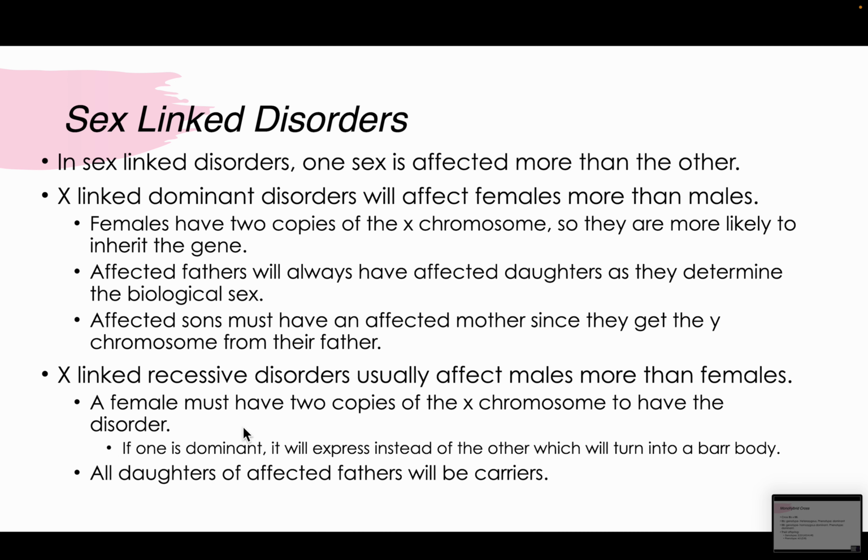But like I said, if one's dominant, the affected one will turn to a Barr body. So all daughters of affected fathers will become carriers. So if my mom doesn't have it, but dad does, like with color blindness, I won't have color blindness because I have one healthy X copy. But if dad has it, that means I have to get it from him because he determines my biological sex. So that means it'll be passed down.